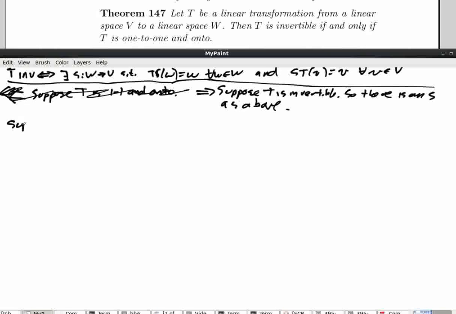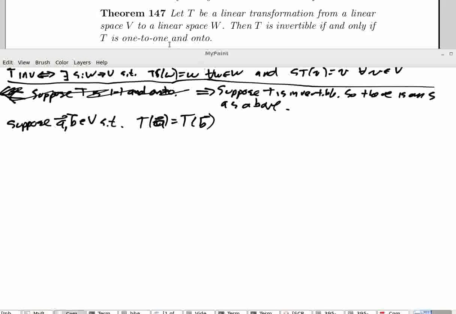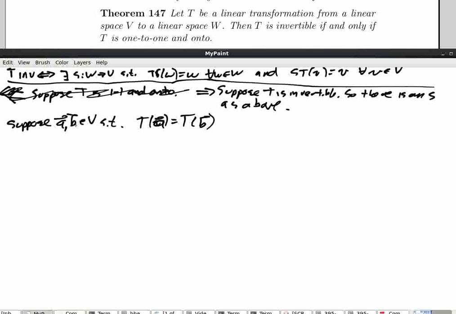Now suppose A and B belong to the inputs such that T of A equals T of B. I'm checking 1 to 1 here. This is the standard way to show that something is 1 to 1: suppose that you have two inputs here that produce the same output. The output is called T of A and T of B. They're the two outputs and they're equal, so they're really just one output. Do I have just one input or do I have two?